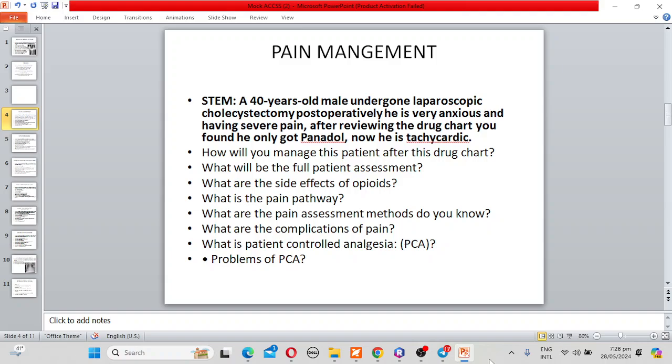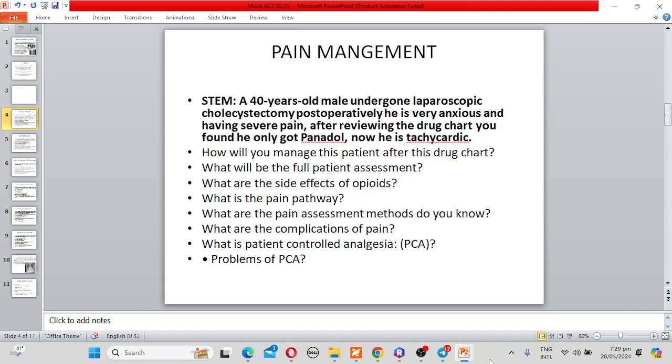Okay. So for this pain management, here you will mention first: I'll treat the patient according to the care of critically ill surgical patient protocol. First, the airway, breathing, circulation, disability, and exposure. I will do the full assessment of the patient. I will review the chart of the patient, okay? And I will ask whether the analgesic was given or not. Was it effective or not? And was it appropriate or not?